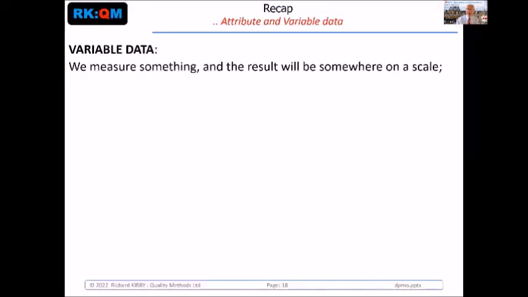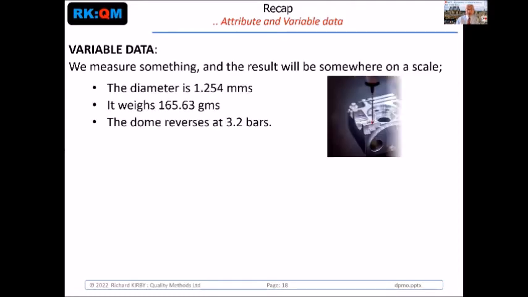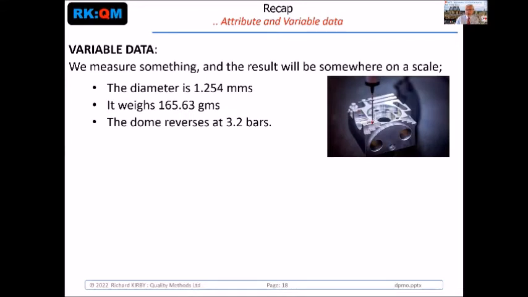Let's just recap on the two types of data which we learned about as children. Variable data, measuring something with a gauge. A vernier, to measure the diameter, or a balance to find the weight, or a pressure gauge to see when a can deforms. The result will not be a whole number.